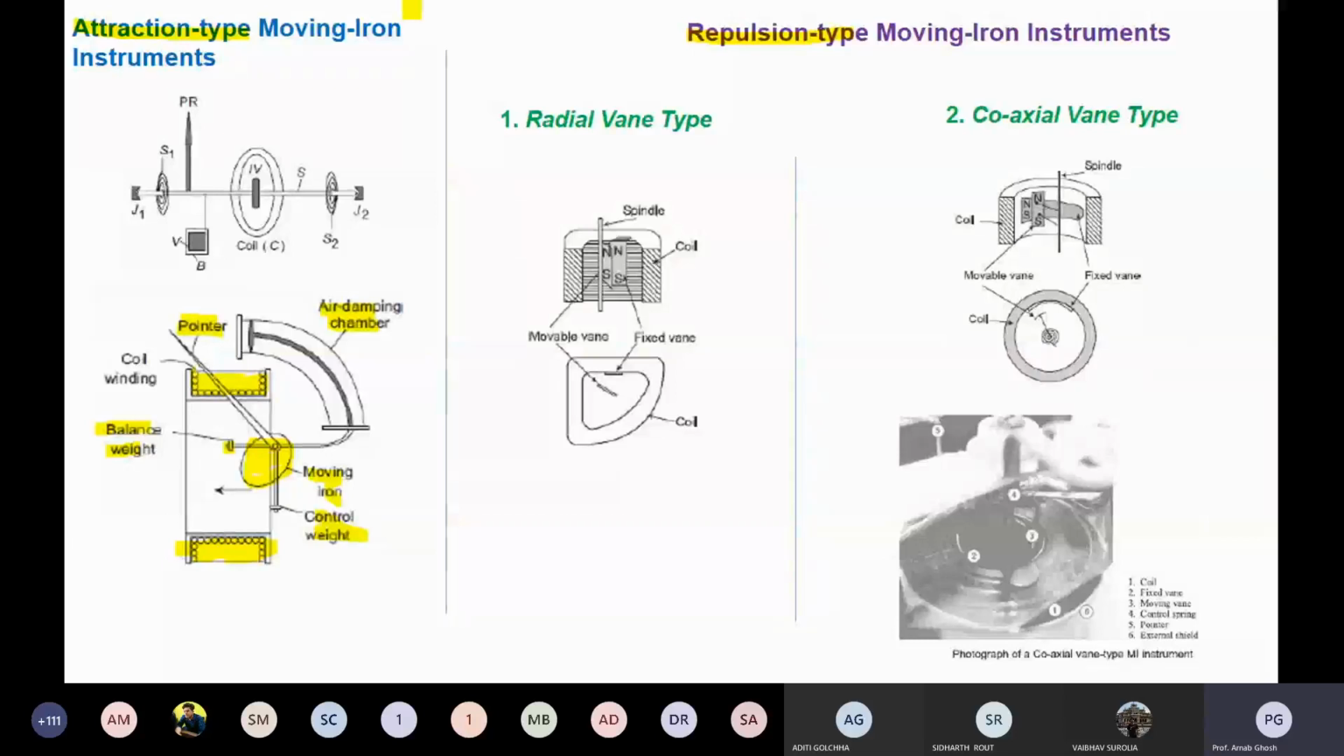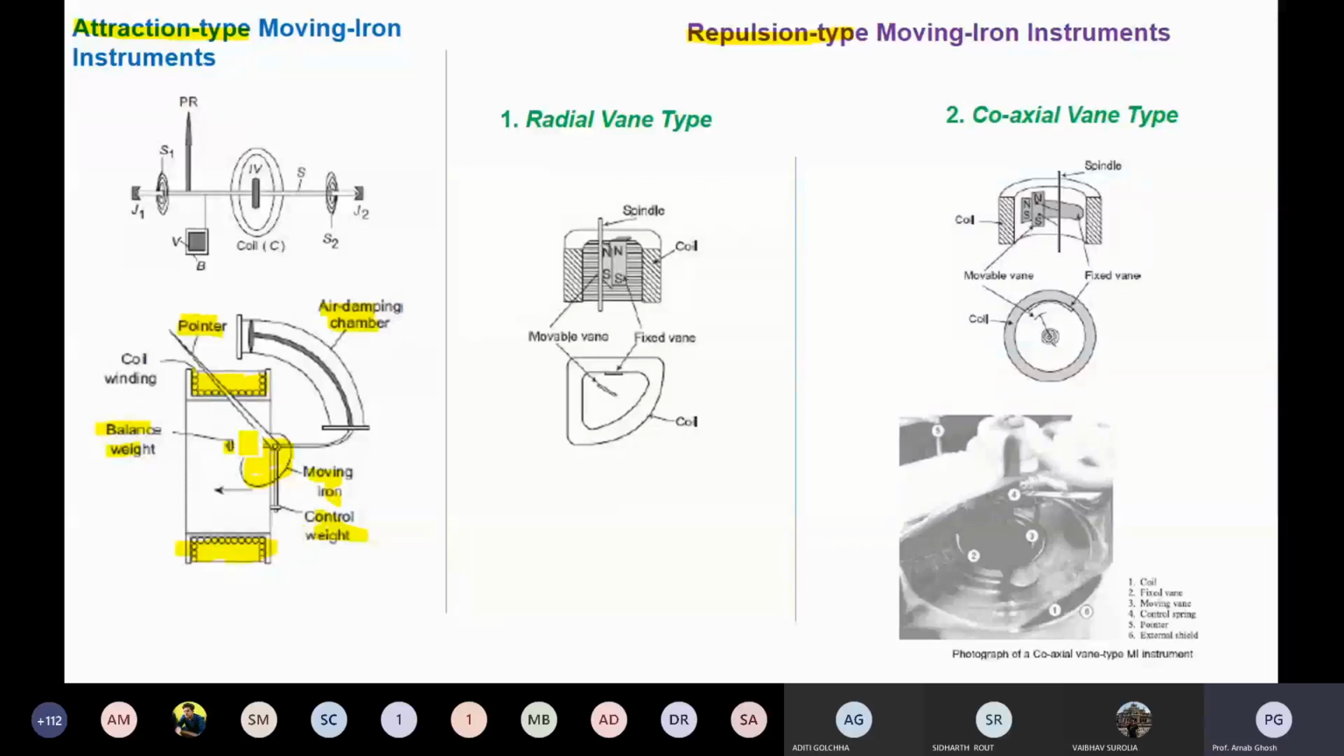That's why we require two things. We require anti-damping chambers, also called the air piston, that will provide damping of the pointer, and the balance weight, which also balances the equilibrium. The control weight is there, and the balance weight is also required for countering it, and finally you will get the resultant value, and that resultant value will counter the pointer position.